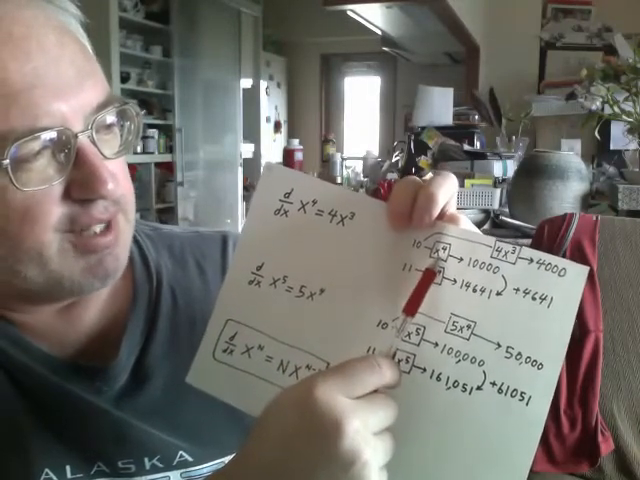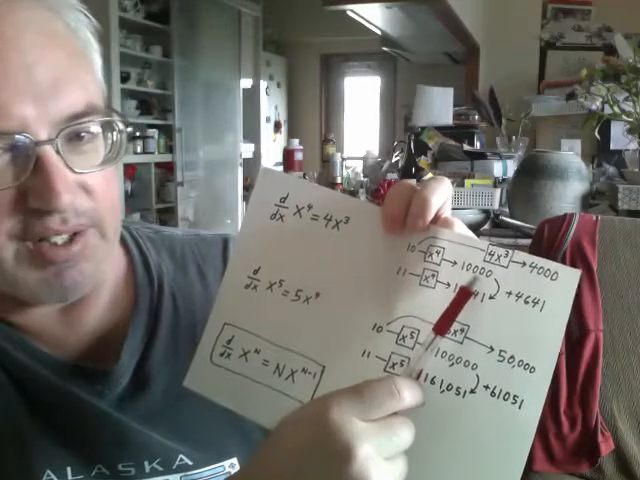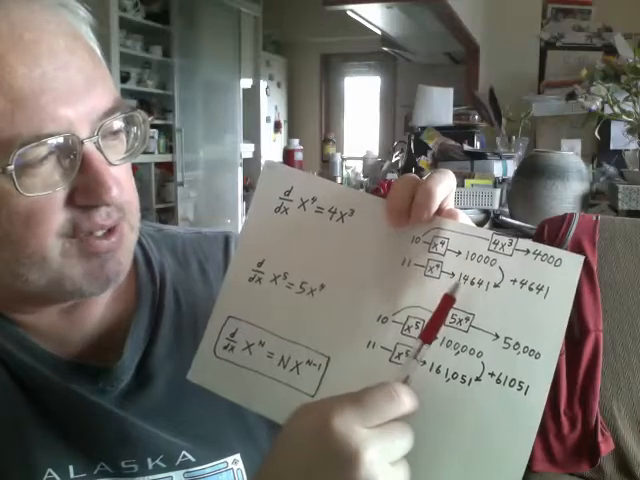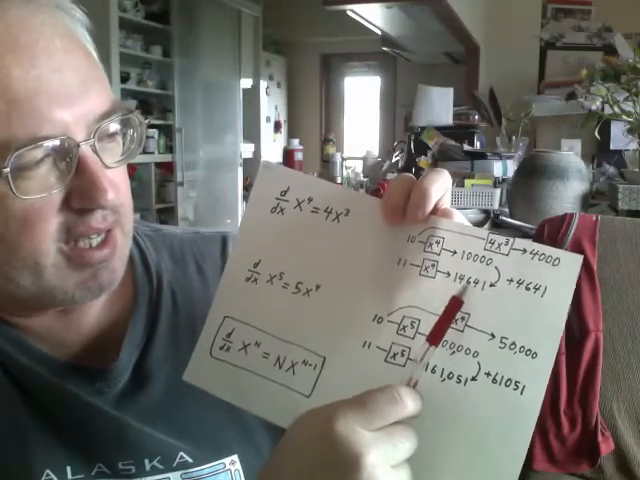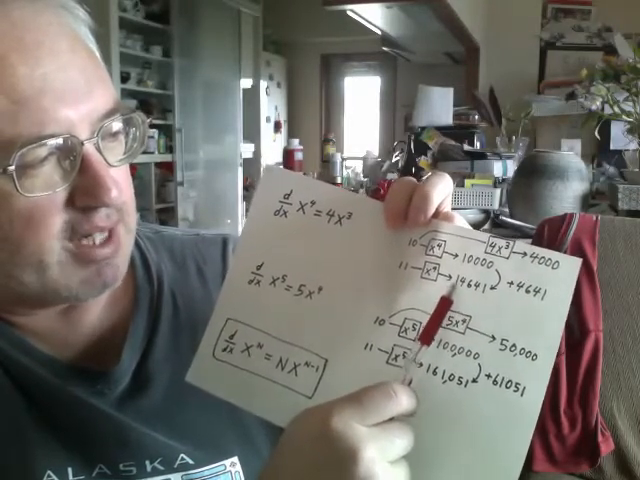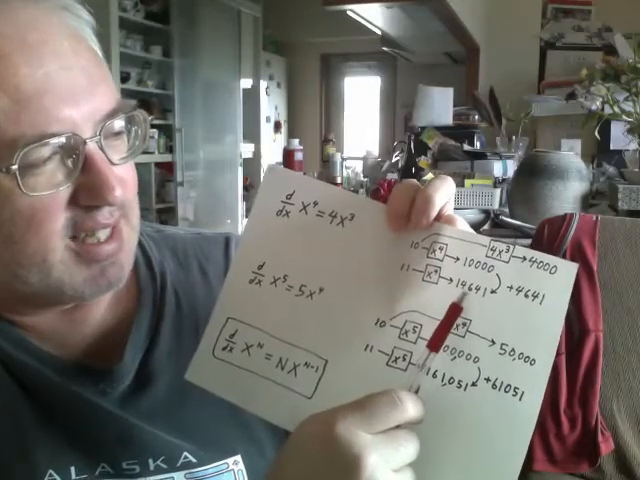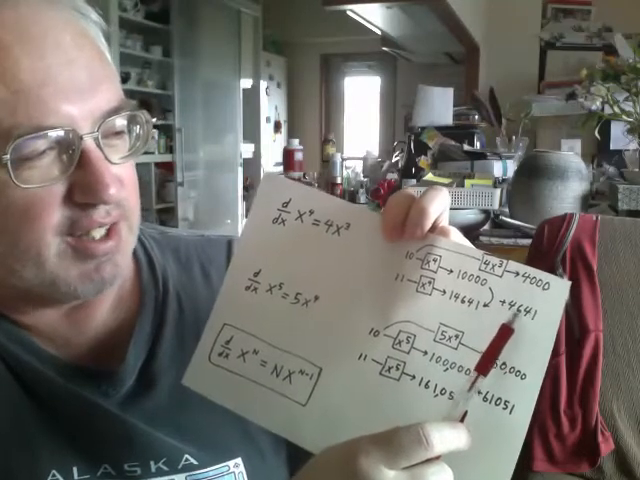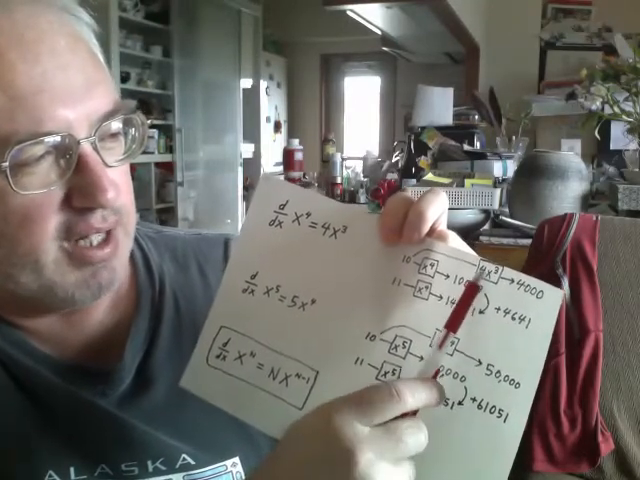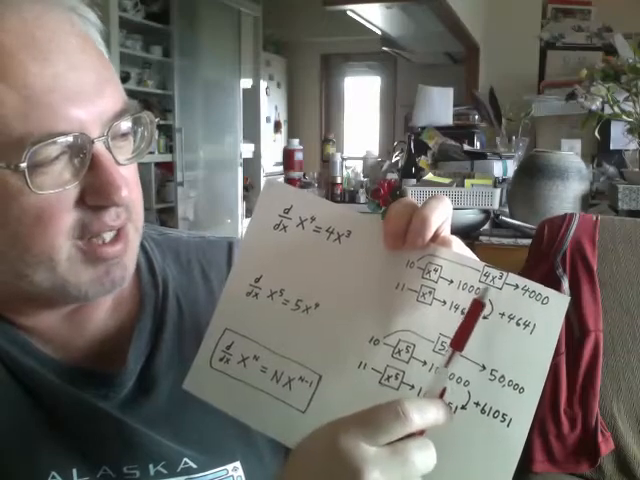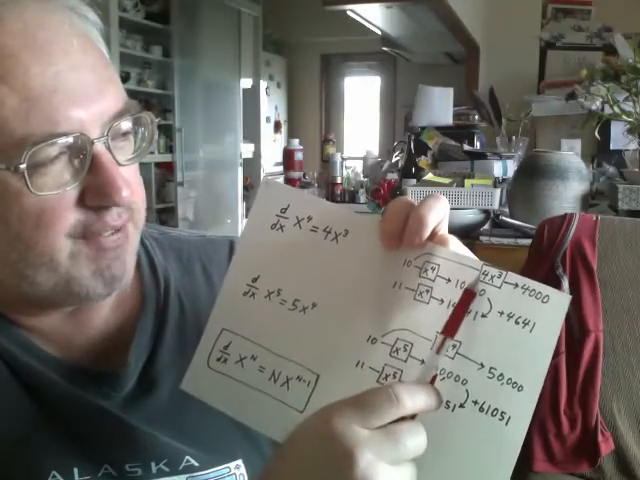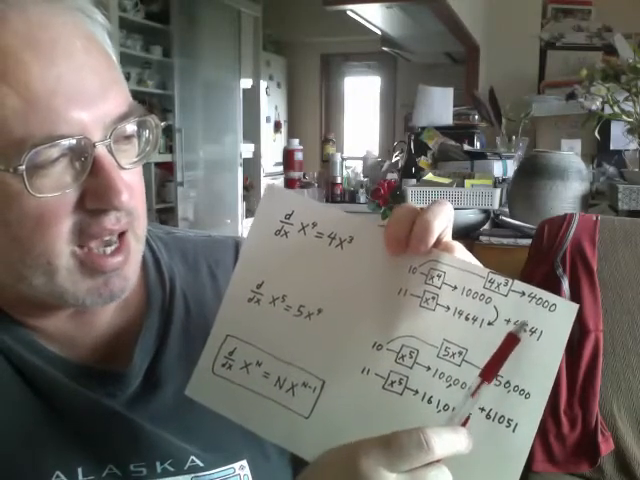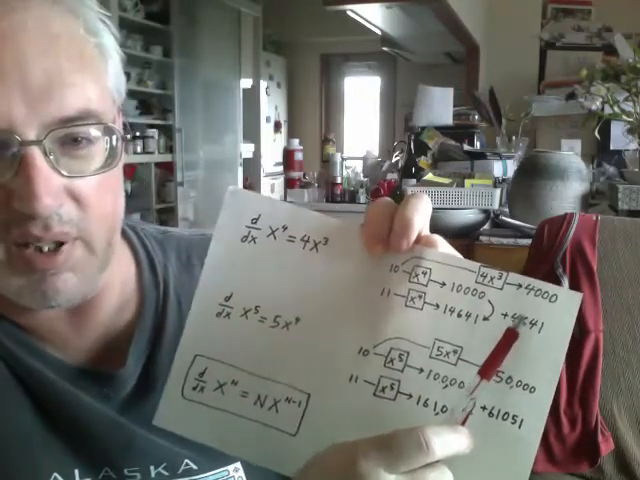10 input to x to the fourth power gives 10,000. 11 input to x to the fourth power gives 14,641, which is an increase of 4,641. Now we're going to use the derivative to estimate this increase. 10 fed into 4x cubed gives 4,000. And these are approximately the same.